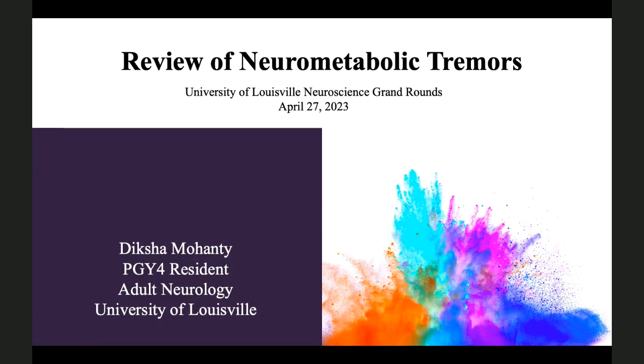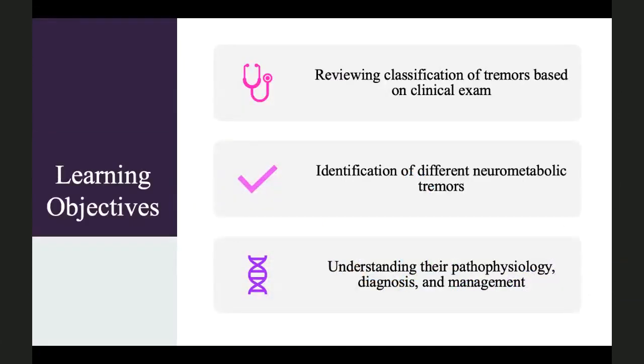I'm one of the fourth-year adult neurology residents, and today I'll be talking about review of neurometabolic tremors. So let's get started. The objectives with this talk are reviewing classification of tremors based on clinical exam, and then we'll move on to identification of the different types of neurometabolic tremors, and then understanding their individual pathophysiologies, diagnosis, and management.